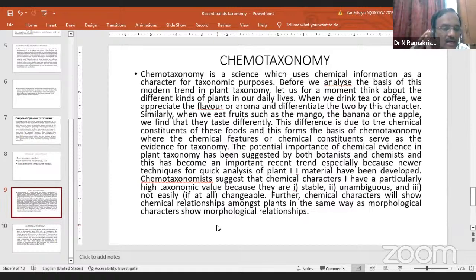What are the characters of Amentiferae? You see, the same characters you are looking at in Centrospermae and Amentiferae. So what is the differentiation, or what is the controversy in these three orders? Next, there are three more orders, so we'll discuss that tomorrow onwards.